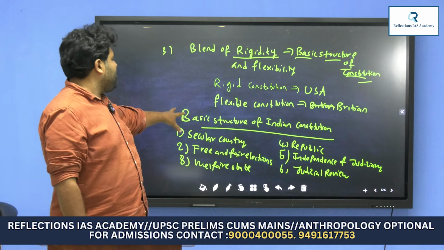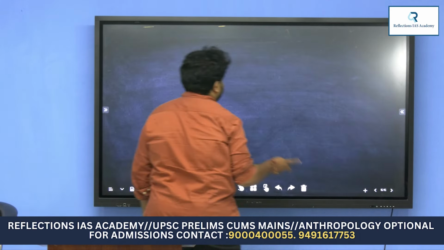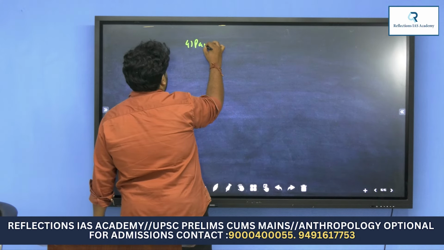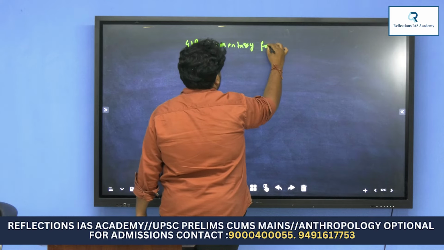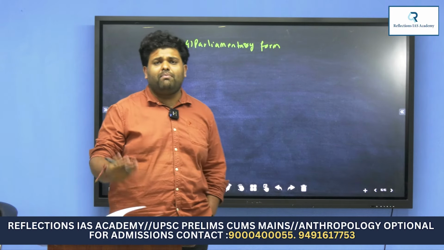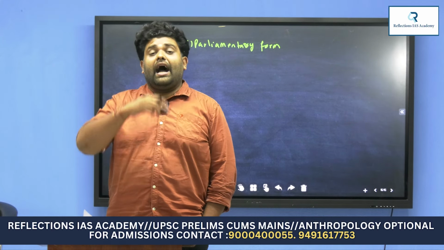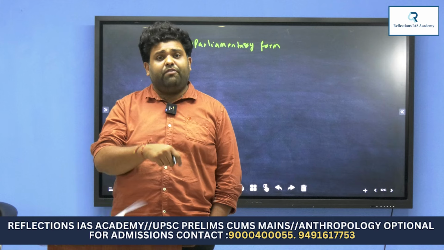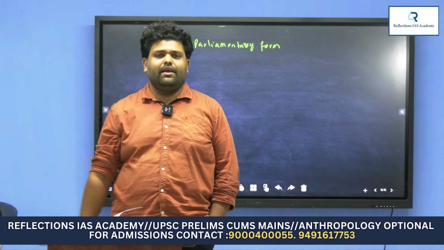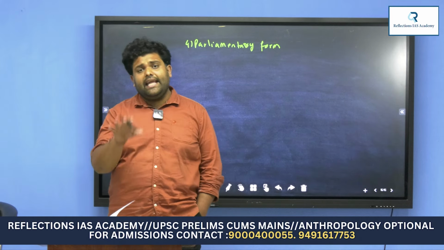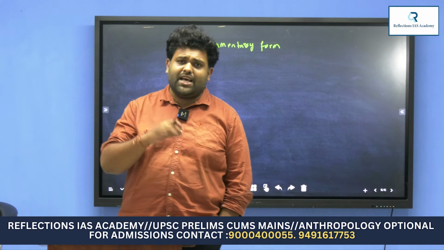Now, the next salient feature is the parliamentary form of government. India follows a parliamentary form of government, unlike the American presidential form of government. And then India, as I told you, is a blend of parliamentary sovereignty and judicial supremacy. That is another feature. Then India has an integrated and independent judiciary.